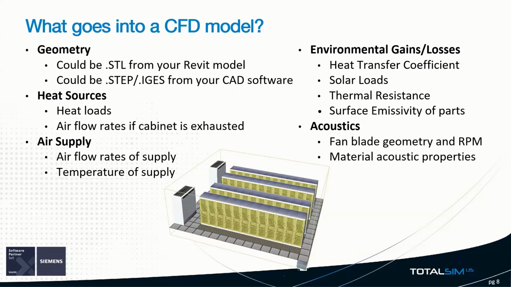Basically, any CAD software will have the ability to export geometry into the format we can use to prepare the model. Other than geometry, the most important information is your heat sources and air supply information. It is the room's heat loads for your equipment and airflow rates if the cabinets are exhausted. Also, airflow rates and temperature for your air supply. If you are modeling environmental gains and losses, we will require some more information. What this means is we can model internal heat leaving the room as well as external heat entering the room.